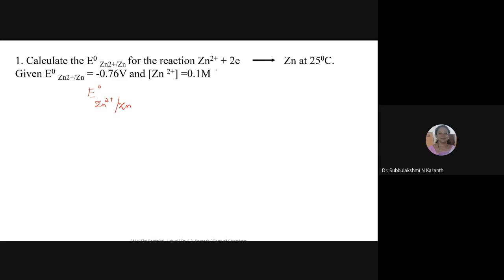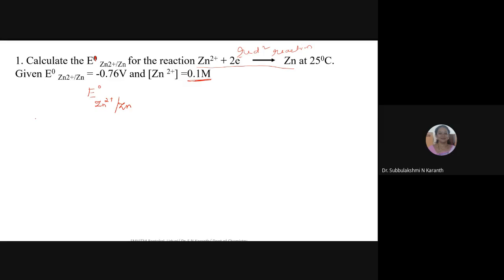Here what we observe is a reduction reaction: Zn2+ plus 2 electrons giving rise to Zn at 25 degrees Celsius. What is given? Given is E naught Zn2+ | Zn equal to minus 0.76 volt, and Zn2+ concentration is 0.1. For this concentration, you have to calculate electrode potential, not E naught, it should be E.